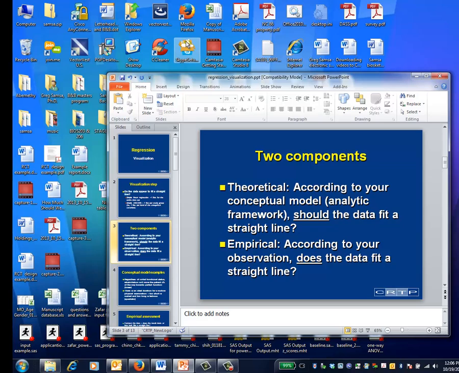To assess whether the data fit a straight line, we recommend you approach the question both theoretically and empirically. The theoretical component of the assessment applies to a conceptual model of how the predictor and outcome are related. The empirical component involves actually looking to see how well the fit works. If the empirical assessment is uncertain, the theoretical component might be used to break the tie.